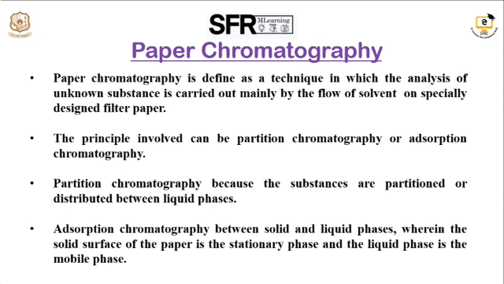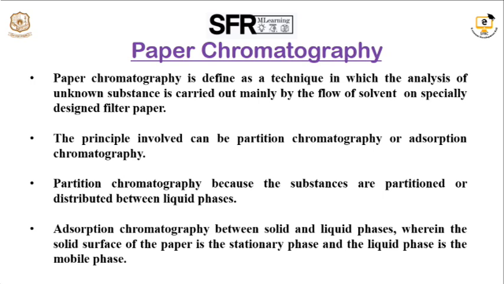The principle behind the chromatography: paper chromatography involves partition chromatography or adsorption chromatography. Partition chromatography is where the substance is partitioned or distributed between the liquid phases. In adsorption chromatography, solid and liquid phases are involved, where the solid surface of the paper is the stationary phase and the liquid phase is the mobile phase. Substances are distributed between the stationary phase and the mobile phase.